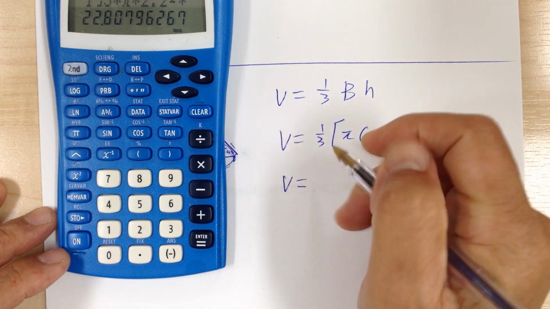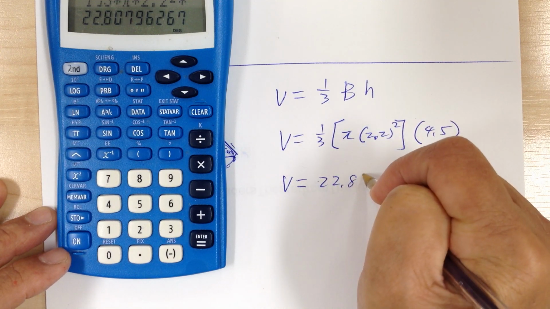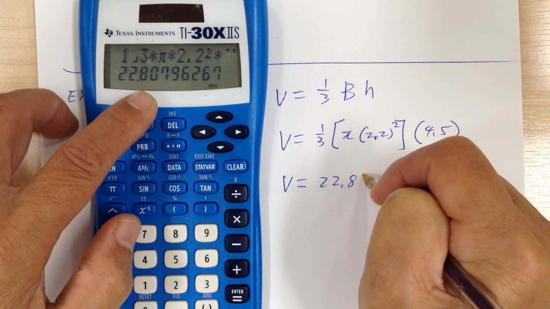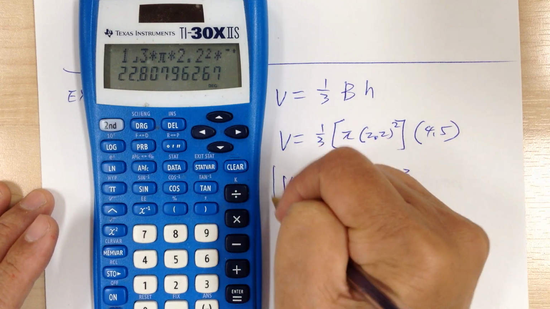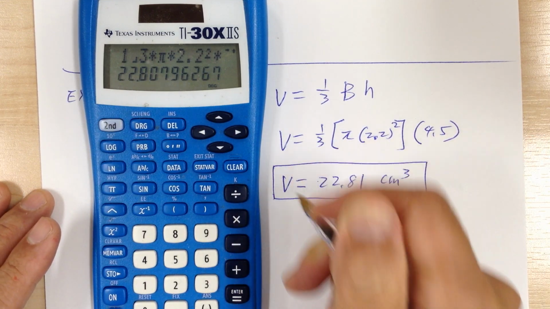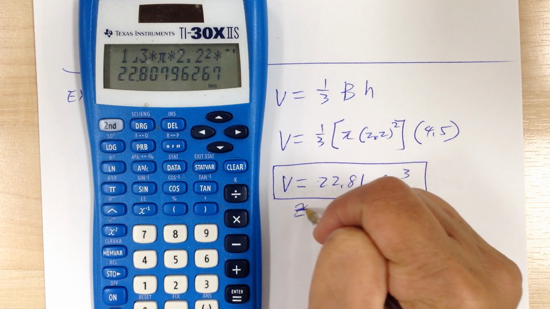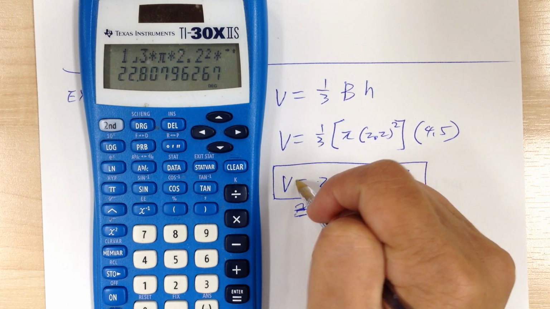So volume would be about equal to 22.8. If you round it off to two decimal places, it would be 81, and again centimeter cubed. Now the book uses a wiggly line. That means approximately equal to, because we chop off some digits, right? But if you have it equal, that's fine.